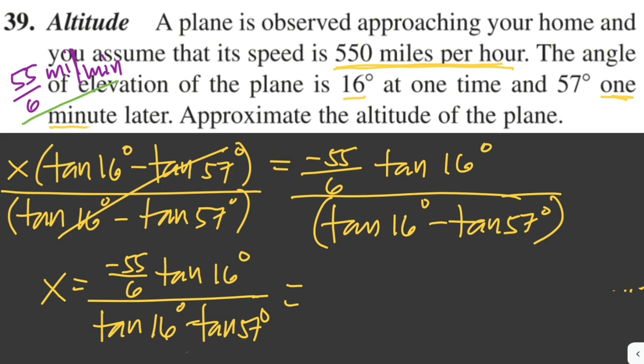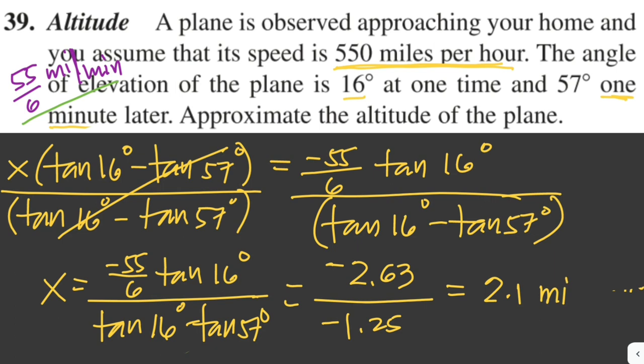All right. Using the calculator, 55 over 6, that is 9.17, times negative 9.17 times tangent 16. So that would give us negative 2.63 over tangent 16 minus tangent 57. This is negative 1.25. Therefore, x is just 2.63 divided by 1.25. So this is 2.1 miles.